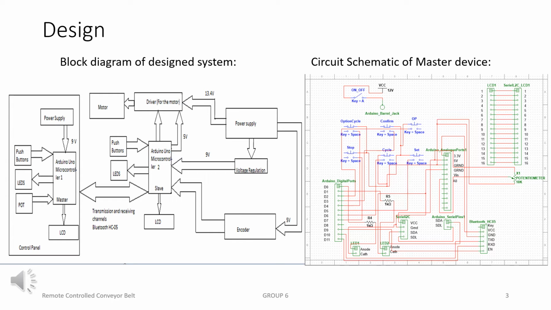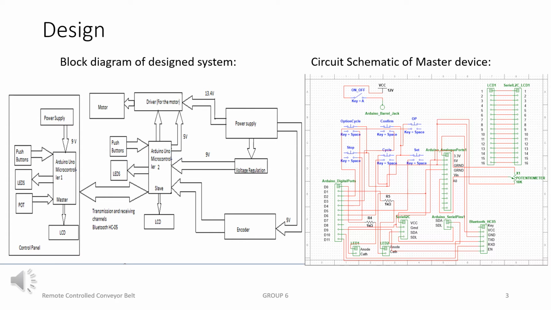In the conveyor belt system, the slave Arduino is powered by a 9-volt DC regulated signal from the power supply. The motor driver has 3 inputs from the Arduino, 2 for direction, 1 for PWM, and 2 power inputs, which are 5 volts for the internal circuitry and 13.4 volts to drive the motor. The shaft of the encoder is mechanically connected to the motor and receives a 5-volt DC signal from the power supply and is used to determine the speed of the motor.